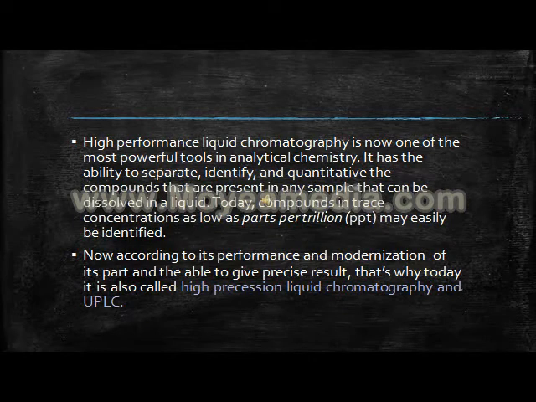High pressure liquid chromatography has nowadays become a very powerful tool for an analytical chemist because of its ability to separate, identify and quantify compounds which are soluble in any of the solvents. Today we can identify compounds even in trace concentrations, and due to such high accuracy and precision, it is now called high precision liquid chromatography and UPLC.